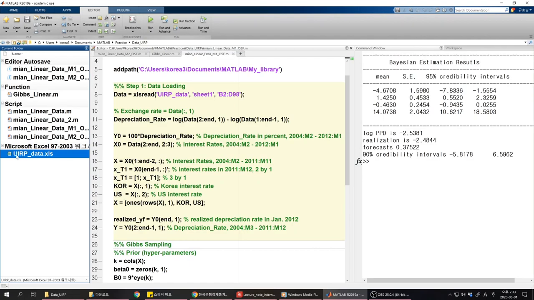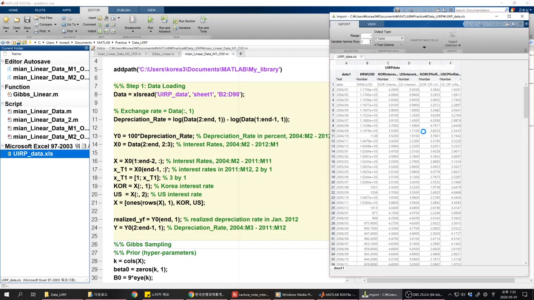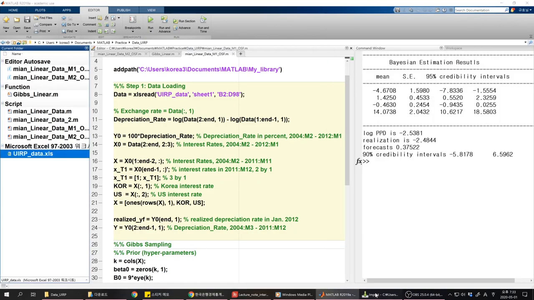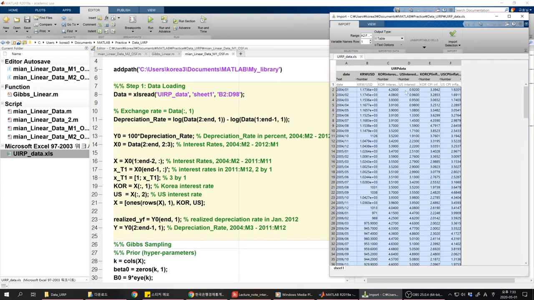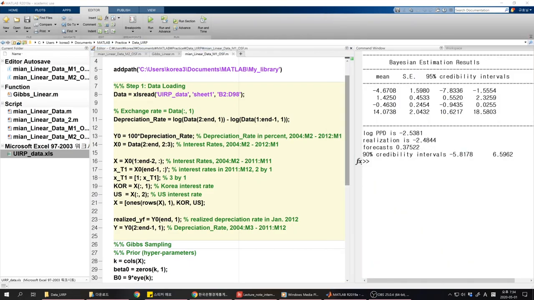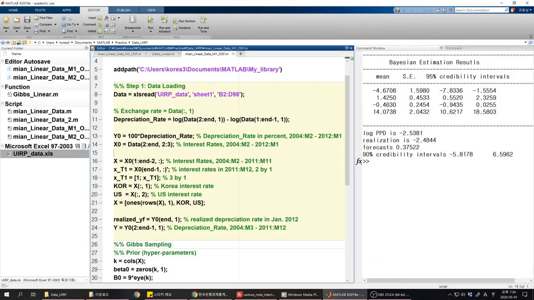Okay, let me open it. And of course, I'm going to post this on the Blackboard as well. Here now we have 5 columns. The fourth and fifth columns are Korea CPI inflation and US CPI inflation rate respectively. Then, based on this idea, I'm going to consider more regressors.